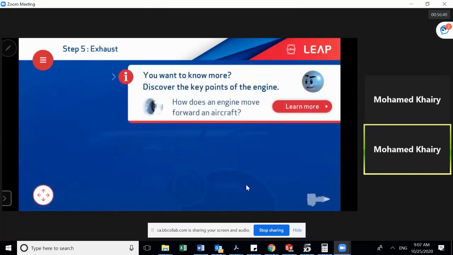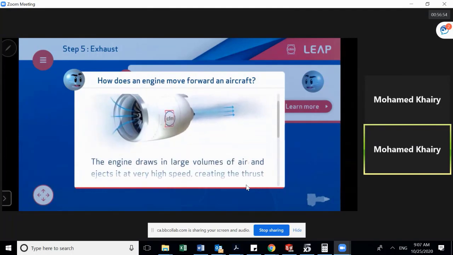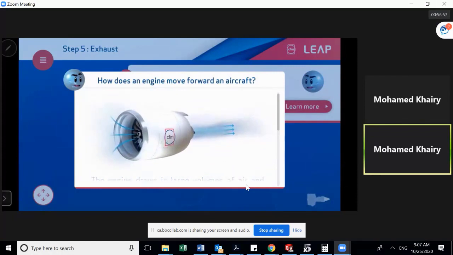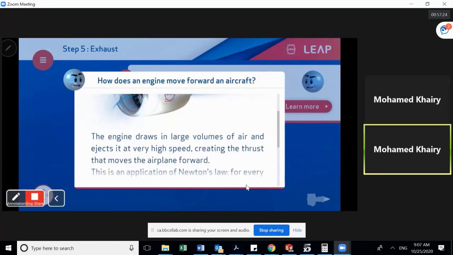So this is the answer for question 8. How does the engine move an aircraft forward? We have seen internally what is happening. Let's zoom out and see what happens: a large volume of air is ejected at a very high speed. As you can see here in the front, there's a large amount of air which goes through the engine, and the speed of that air is not too much, and then it will be ejected with a very high speed. So the gases will be leaving with a very high speed, creating a thrust that moves the airplane forward.